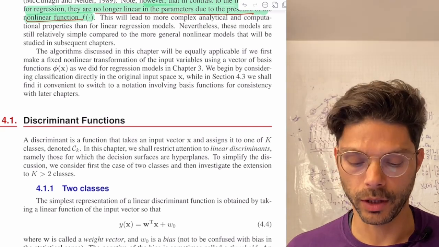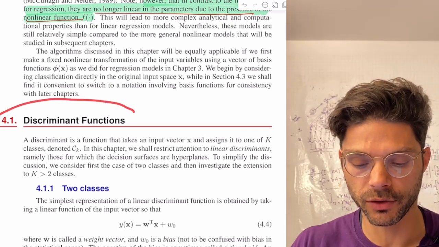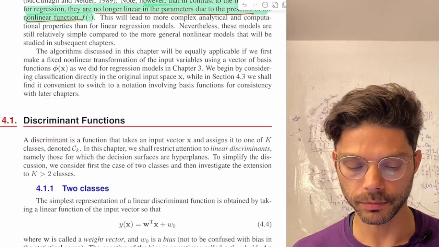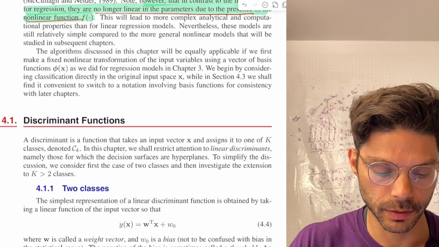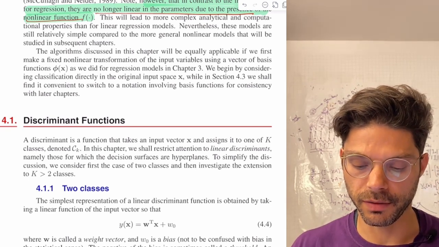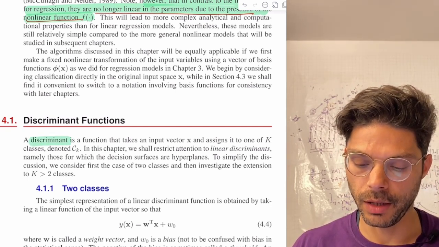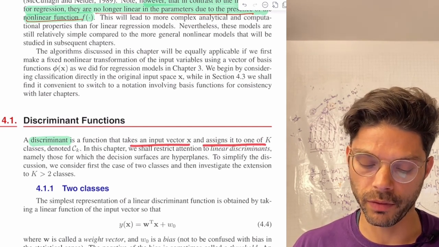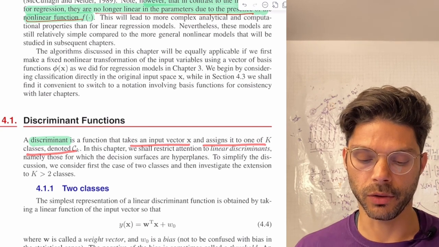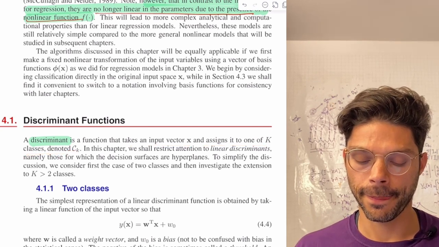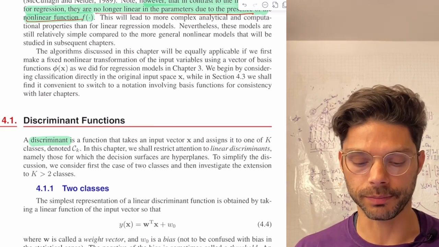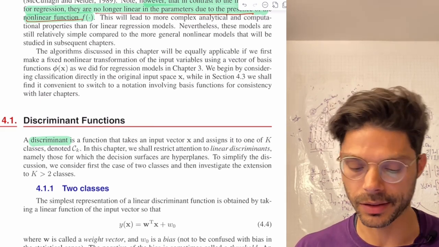All right, folks, we are back, and now we're going to be studying discriminant functions, the first approach to doing this classification problem. So let's get into it. All right, so a discriminant is a function that takes an input vector x and assigns it to one of K classes denoted C_k. So you put in your input, your image, and it's going to tell you what animal it's got by putting it into one of the classes.